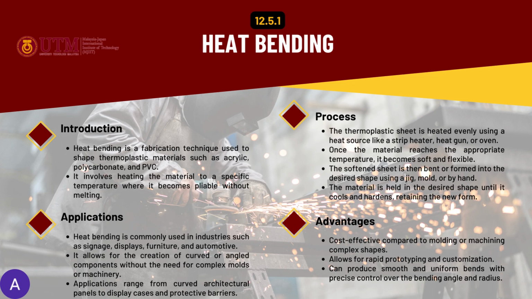So the working process for the heat bending is the thermoplastic sheet is heated evenly using a heat source like a strip heater, heat gun, or oven. Then once the material reaches the appropriate temperature, it becomes soft and flexible. And then the softened sheet is bent or formed into the desired shape using a jig, mold, or by hand. Then the material is held in the desired shape until it cools and hardens, retaining the new form.